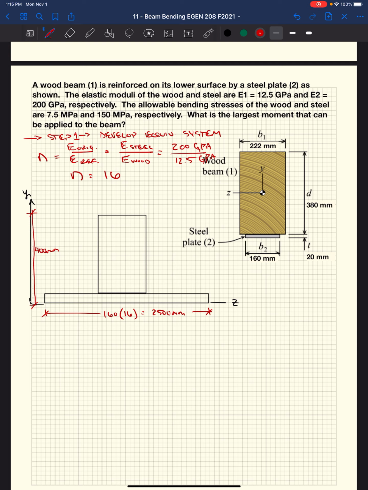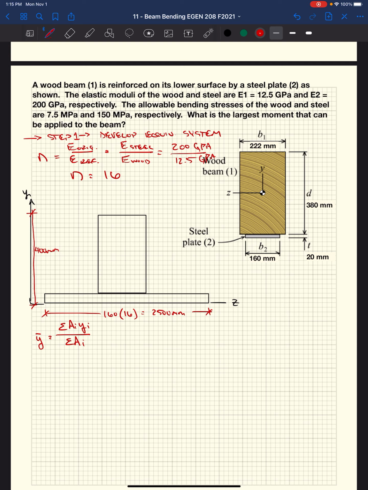So now that we have this, we need the centroid of this cross-section, so then we can figure out the moment of inertia, and then we can figure out stresses. Y bar, we know, the equation for y bar.